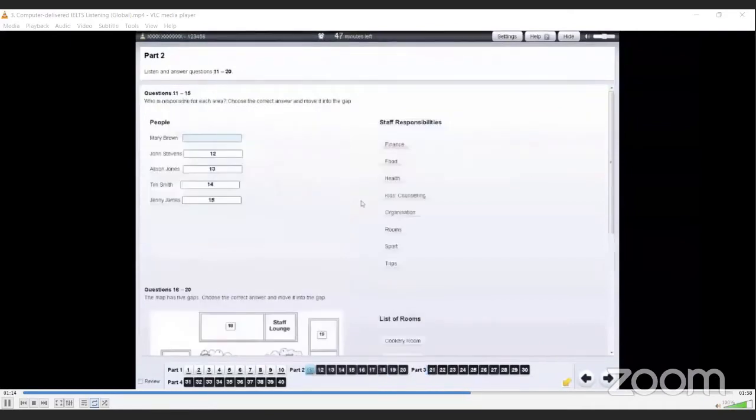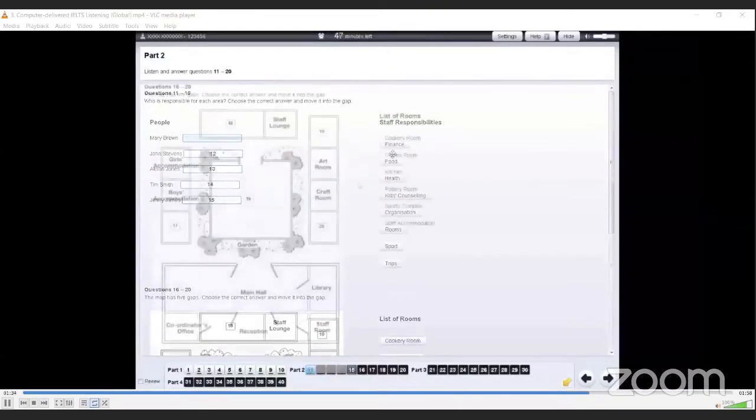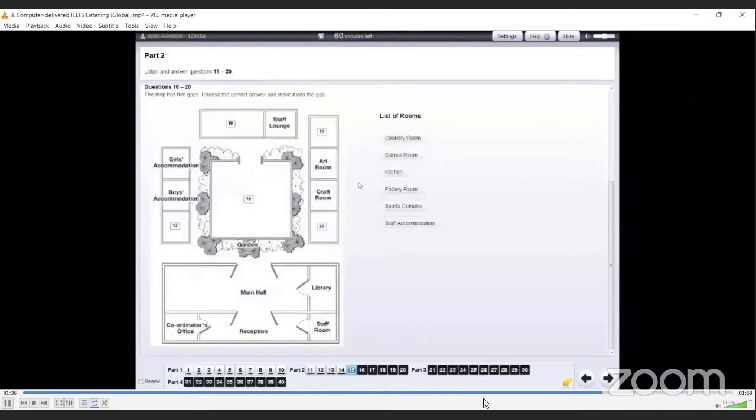For some questions, you need to click on an answer and move it into the gap. If you want to change an answer, move another answer into the gap. For some questions, if you want to leave the question unanswered, move the question back. And for some questions, you need to move an answer into a gap on a diagram.